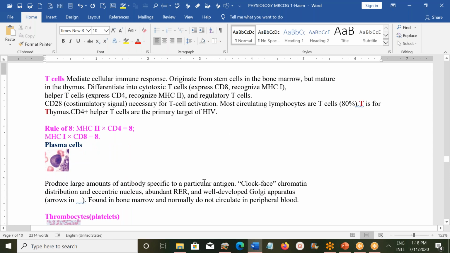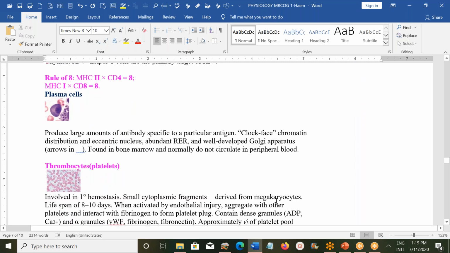Just to remember it easily for the exam's sake, you can say the rule of 8: major histocompatibility complex 2 into CD4, 2 into 4, is equal to 8. Then major histocompatibility complex 1 plus CD8, the product is again 8. This is just to facilitate you, otherwise no significance.